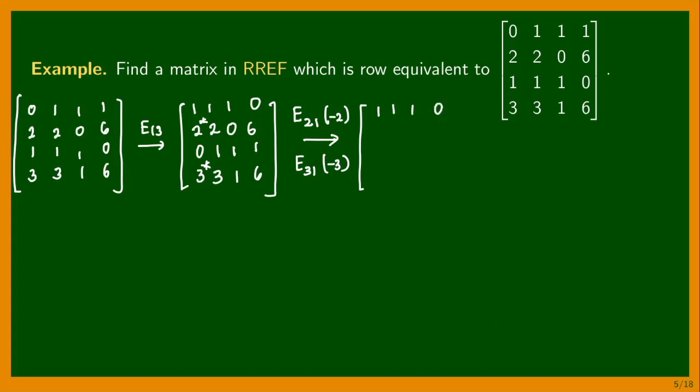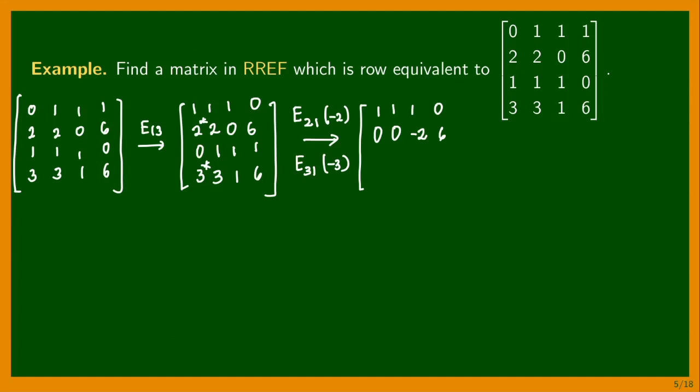Now the second row will be as follows: -2 times 2 plus 2, of course that is 0 because that is the goal. Next, -2 times 1 plus 2 is also 0. Next, -2 times 1 is -2 plus 0, that is -2. Next, -2 times 0 plus 6 is 6. Do you follow? You can always pause and rewind if you happen to miss out something.